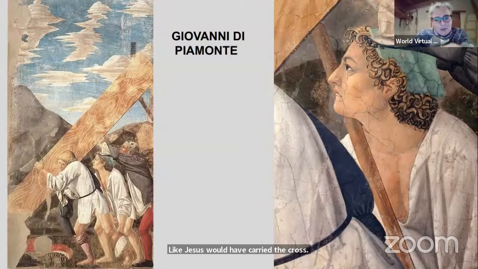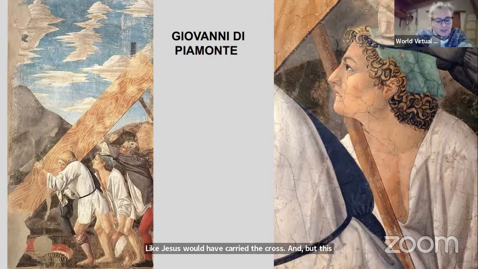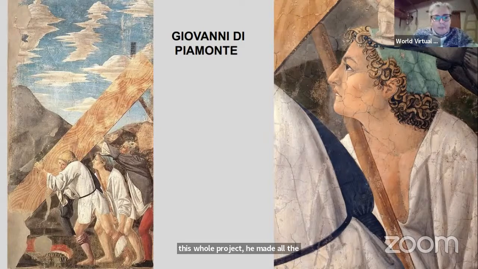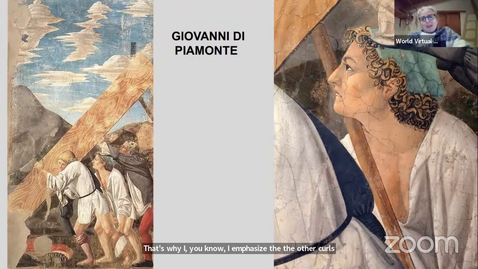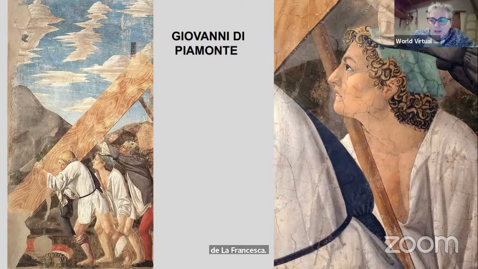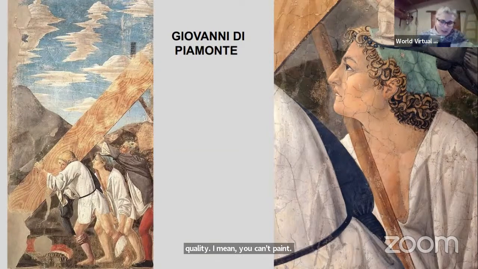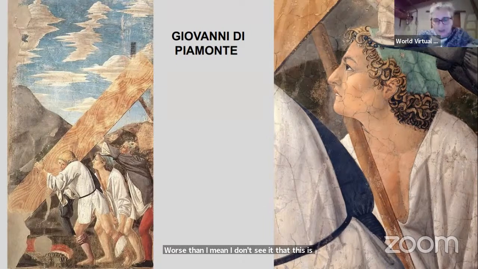But this was not painted by Piero della Francesca himself. Piero della Francesca clearly had complete control of this whole project. He made all the preparatory designs. That is very clear. But he didn't paint this particular scene. You can see that when you look at the right-hand side, where we have a detail. Look at the curls. That's why I emphasized the other curls, because these are not the curls painted by Piero della Francesca. A painter would never go beneath his quality. I don't say that this is bad, of course, but this has been attributed to Giovanni di Piamonte.